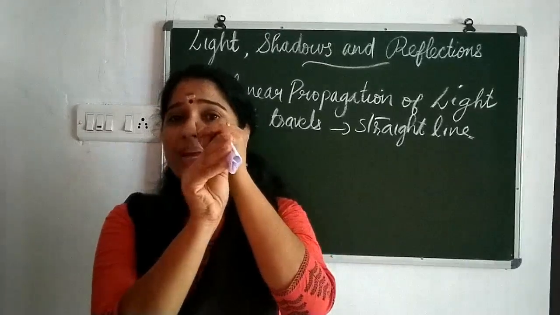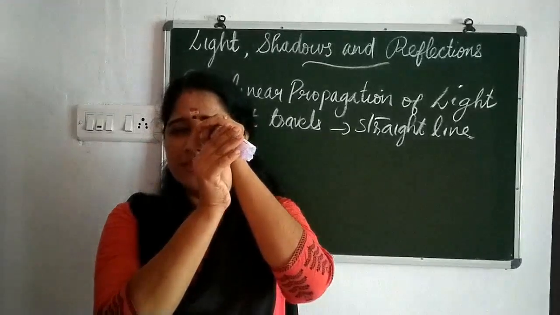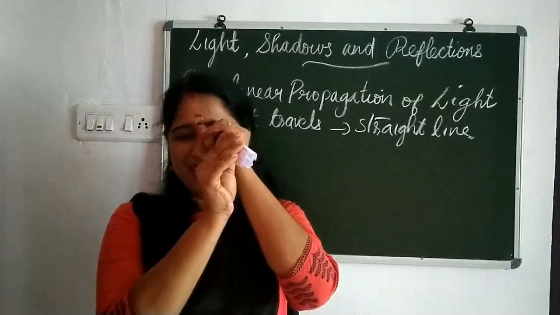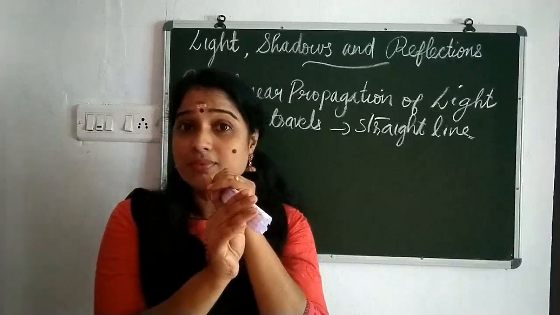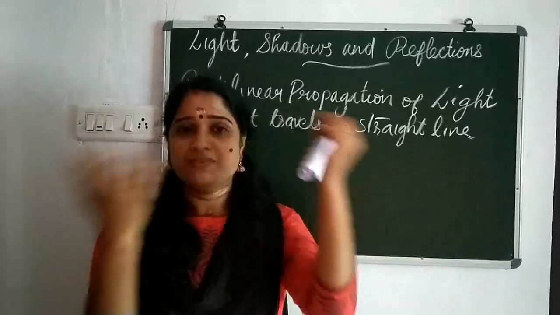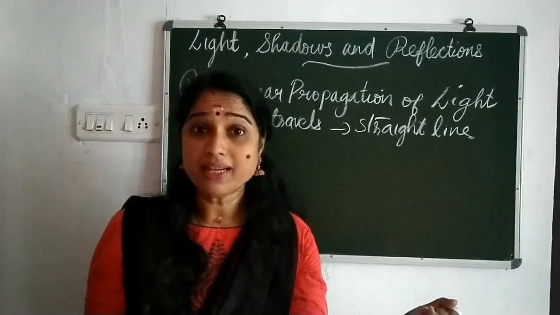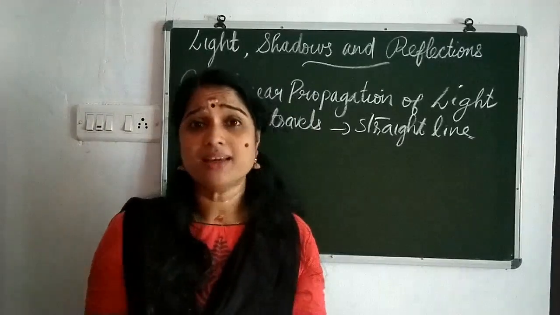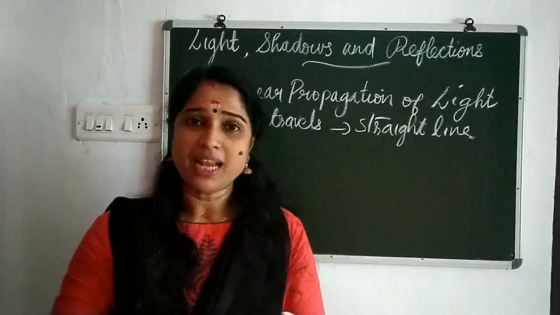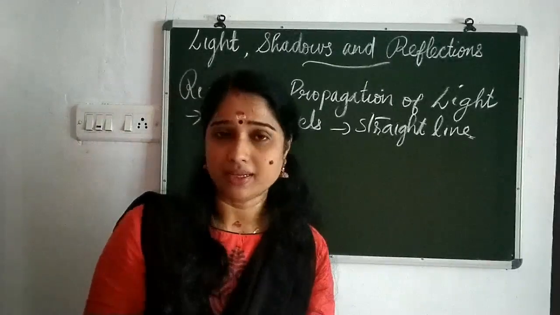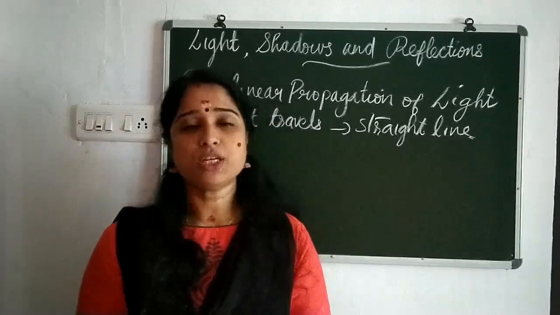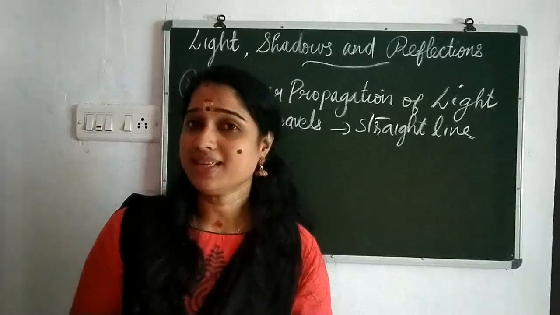Just bend this paper. Can you see the object then? Just bend and look. I cannot. Can you see if you bend the paper? No. Why? Because we are blocking the path of the light. Light cannot travel in a bent manner. Light can travel in a straight line. This is a small experiment to prove that light travels in a straight line.